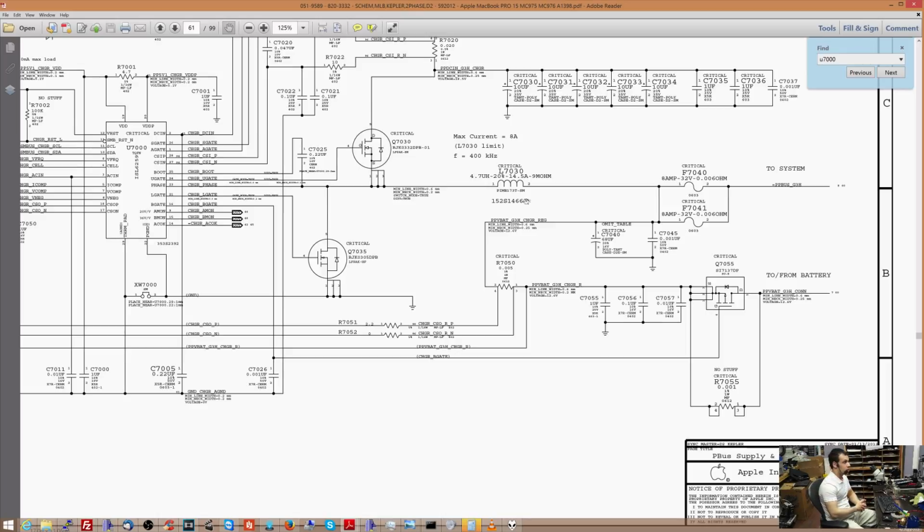So the voltage will be the same. It doesn't matter if you have a 1 million ohm resistor and you have 12.6 volts on one side, you're still going to have 12.6 volts on the other side. But the current will be limited through the resistor because the resistor is resisting the current flow.